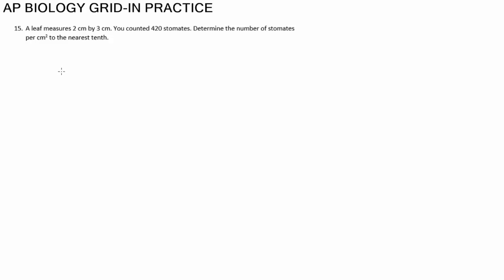Question 15 is a pretty quick question related to our transpiration lab. We're looking for the number of stomata per centimeter squared. The area is able to be determined by the 2 and 3 centimeter measurements here. Multiply those together for an area of 6 centimeters squared. And we're told there's 420 stomates. All we have to do is the math here, and we end up with an answer of 70. Be careful because it does tell us to round that to the nearest tenth. So we do 70.0.